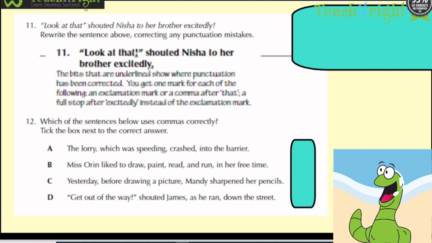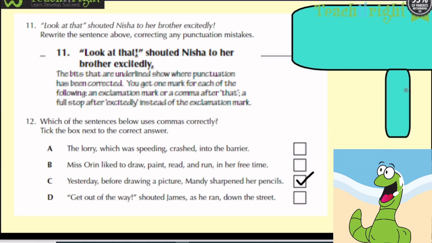And number 12, which of these sentences uses commas correctly? This was C. Yesterday, before drawing a picture, Mandy sharpened her pencils. Can you hear the natural pause created by the commas when you're reading? Yesterday, before drawing a picture, Mandy sharpened her pencils. But you must look closely at each of the options.